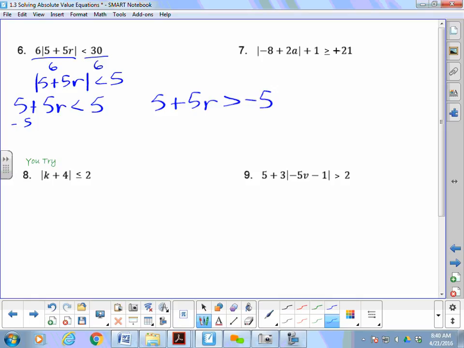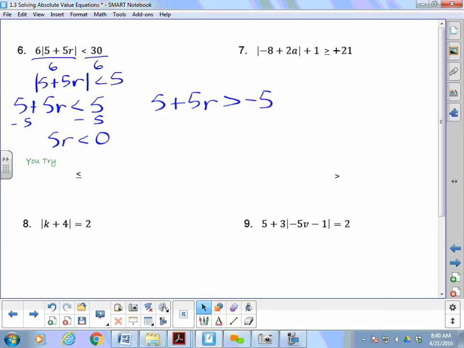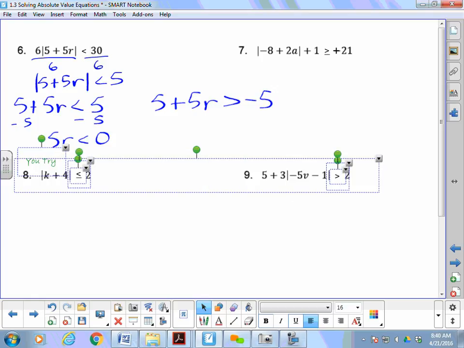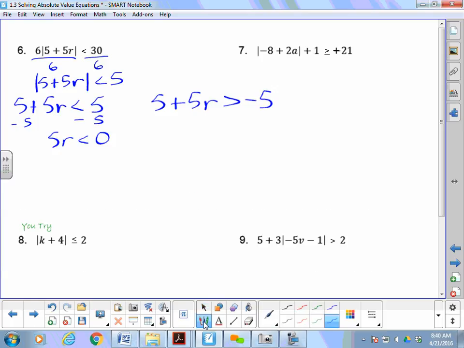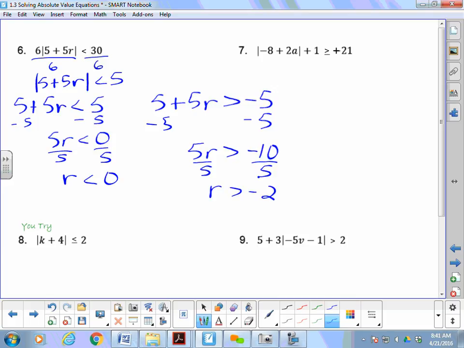Subtract 5. 5r is less than 0. Hey, that's nice. That's a good one. Oops. So we divide by 5. R is less than 0. Okay, cool. Subtract 5 over here. 5r is greater than negative 10. Divide by 5. R is greater than negative 2.